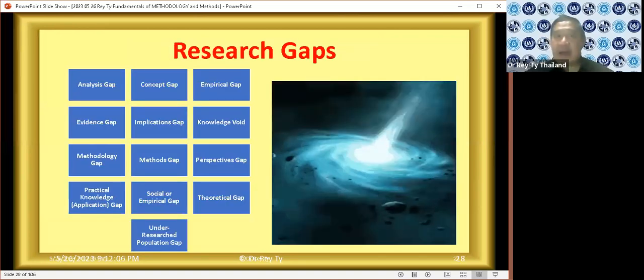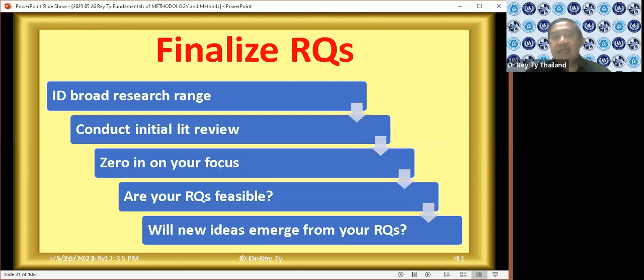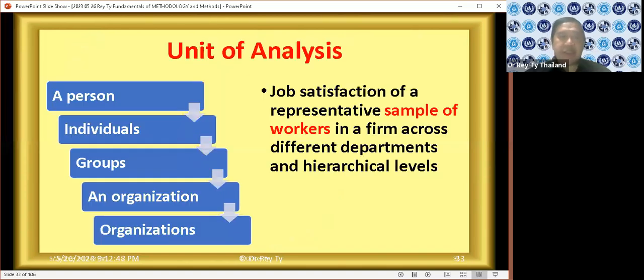There are so many types of research gap: in evidence, methodology, methods, perspectives, theory, social, empirical gap, knowledge, and so on. To identify a good research gap, you have to be clear, specific, and then testable. You can see there's evidence relevant to the research topic, feasible, clearly defined, and stimulating critical thinking. Research questions, when you do it, it's like a funnel. You go from the big issue, then you go down to a very specific research question. And new ideas emerge out of your research question. And sometimes you're required to do a scope limitation, delimitation.